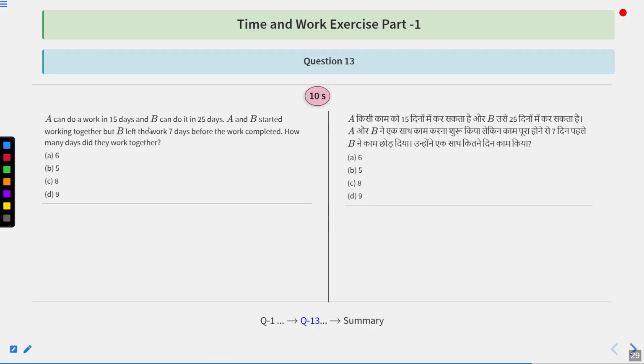A can do a work in 15 days and B can do it in 25 days. A and B started working together, but B left the work 7 days before the work completed. How many days did they work together? Options are given to you: 6, 5, 8, and 9.